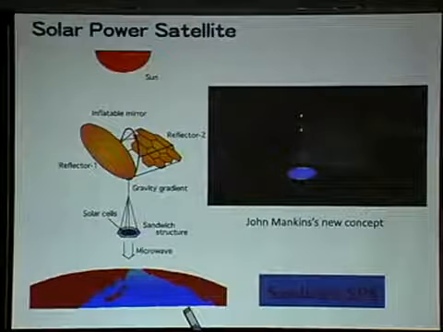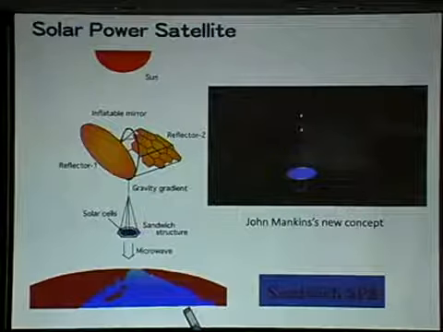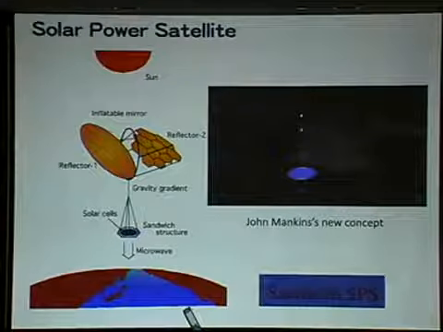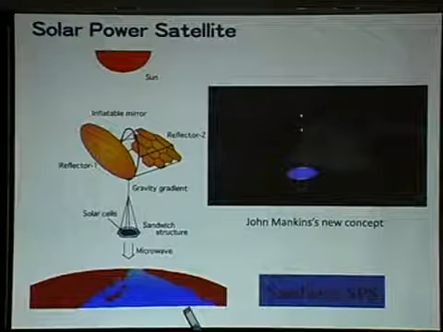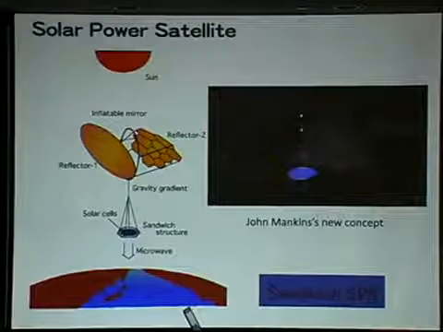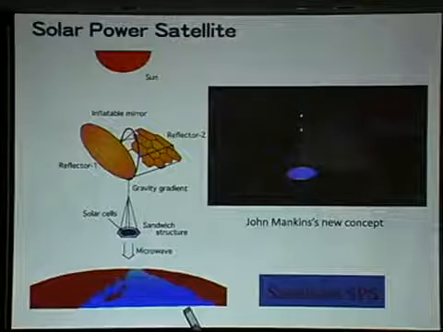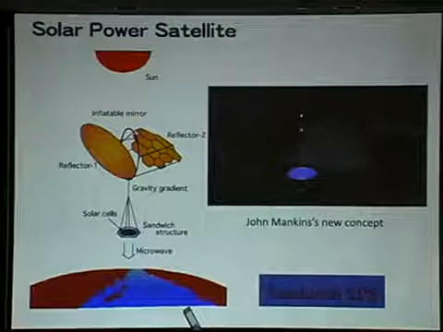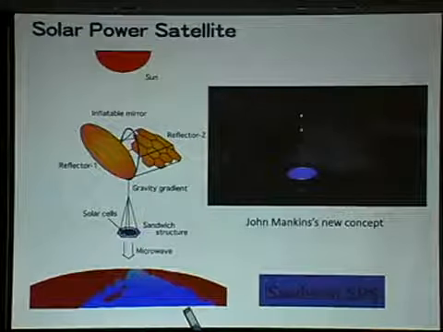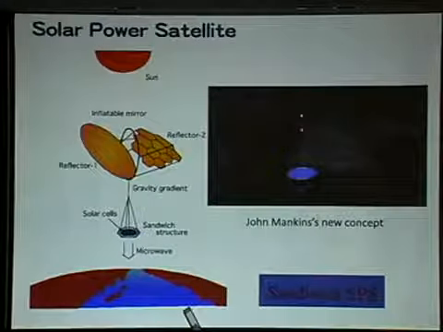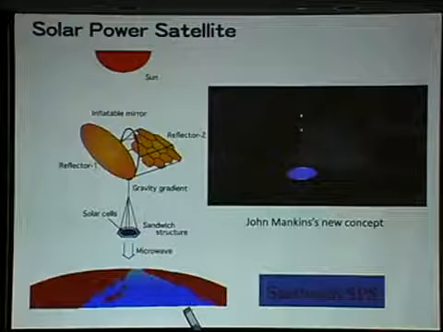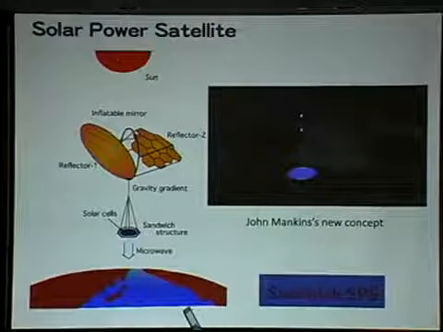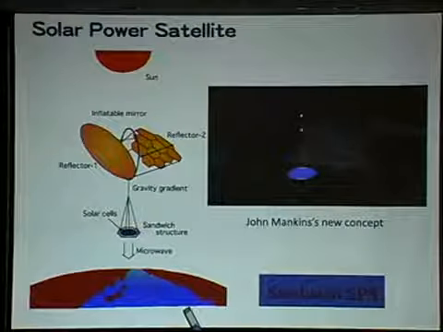We are developing a sandwich solar power satellite. We proposed this type of solar power satellite in 1995. You can understand this: we have a pair of reflectors, and this is a sandwich structure. On one side, solar cells. On the opposite side, a microwave power transmitter. Solar energy is reflected twice and concentrated.